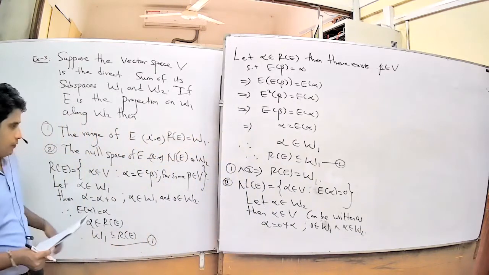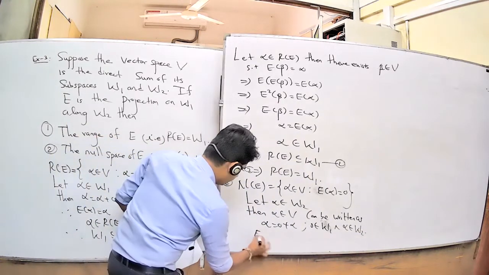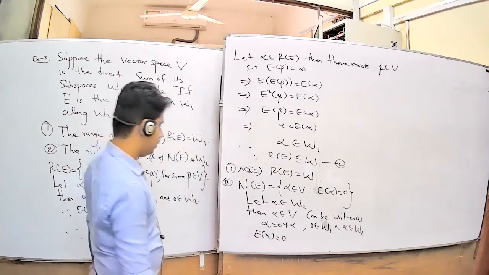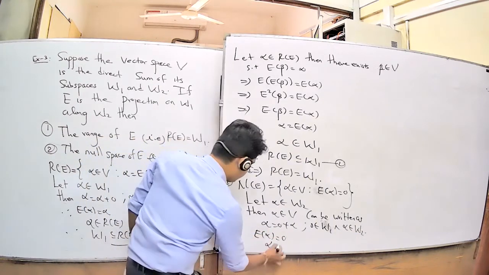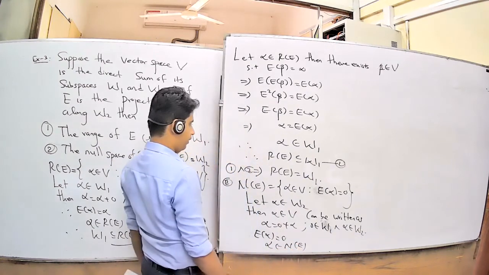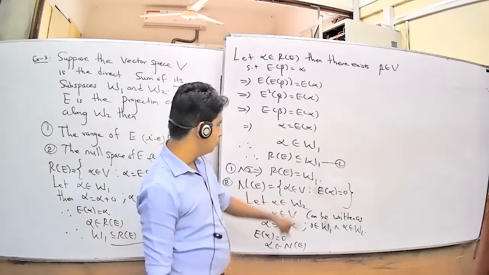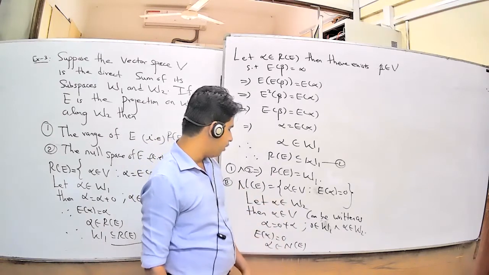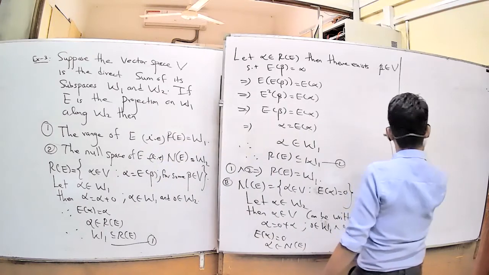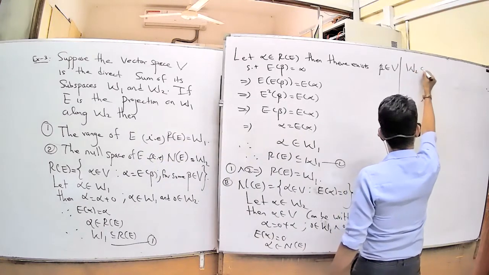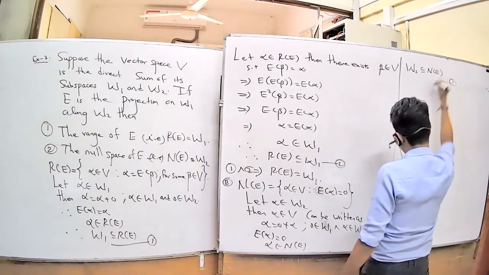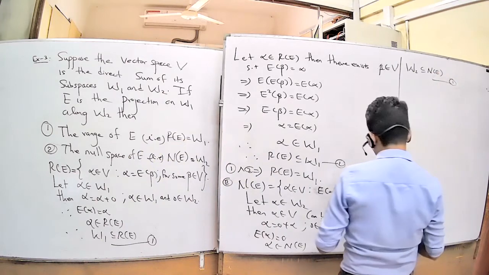By the projection definition we have here, what is E alpha? Alpha 1, 0. Therefore, E alpha equals 0 means alpha belongs to the null space of E. We assume that alpha belongs to W2, and we prove that alpha belongs to the null space of E. Therefore, W2 is a subset of N of E. First one: W2 subset of N of E.